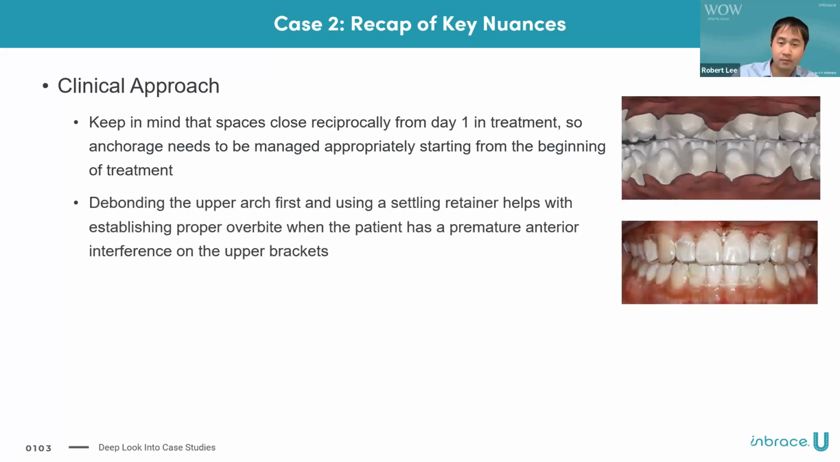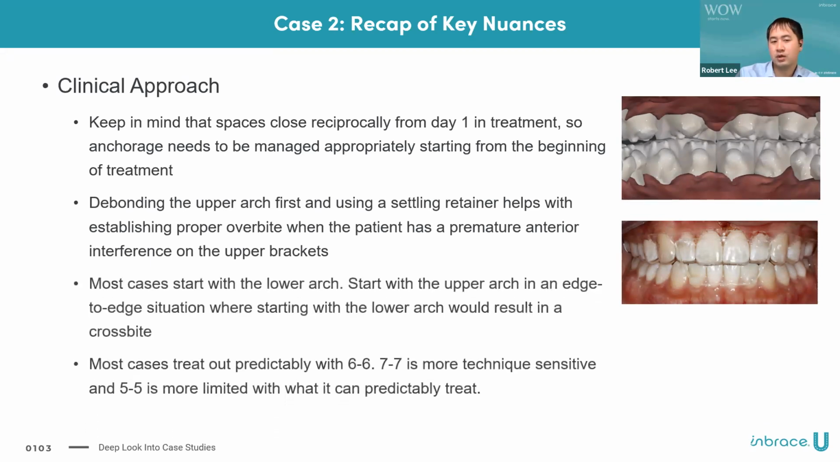When you do need to debond the upper arch first because the patient's biting on the upper brackets, you can use a settling retainer on the upper to establish your proper overbite, so you can run some vertical elastics, because you're getting rid of that premature anterior interference. And then again, most cases will start with lower arch.